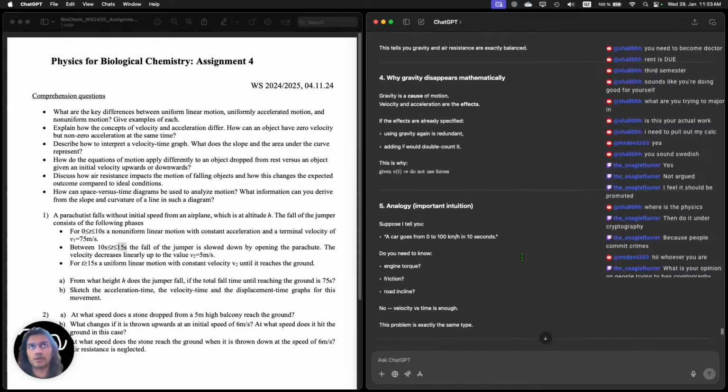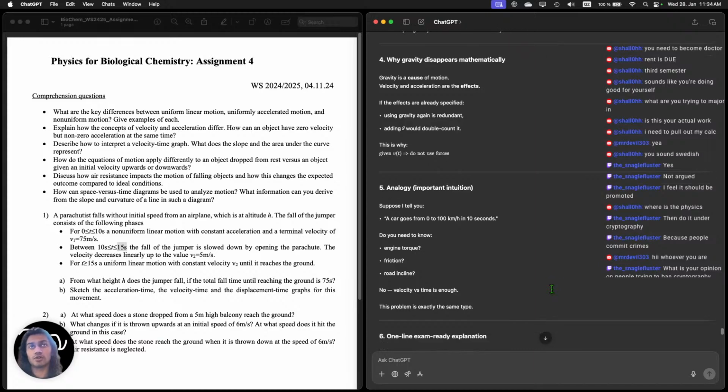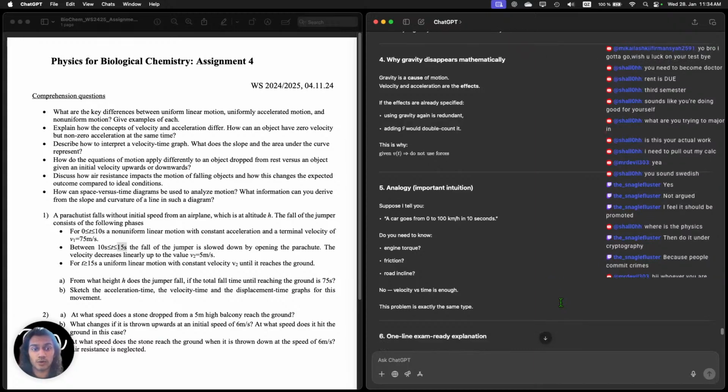Analogy. Suppose I tell you a car goes from 0 to 100 in 10 seconds. Do you need to know the engine torque, friction, road incline? Yeah, I need to know the engine torque. I need to know the friction. I need to know the road incline. Otherwise, how do I do it?